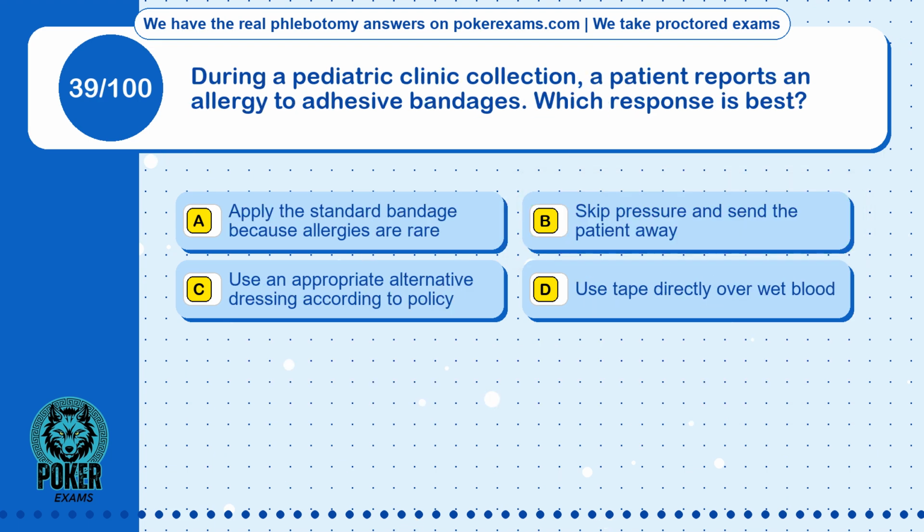Question 39. During a pediatric clinic collection, a patient reports an allergy to adhesive bandages. Which response is best? Option A. Apply the standard bandage because allergies are rare. Option B. Skip pressure and send the patient away. Option C. Use an appropriate alternative dressing according to policy. Option D. Use tape directly over wet blood.